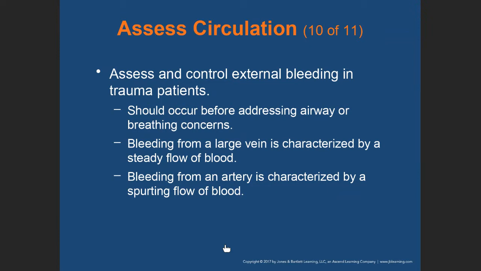To assess and control external bleeding in trauma patients should occur before addressing airway or breathing concerns. So if you see signs of excessive blood loss occurring, that needs to be immediately addressed. Bleeding from a large vein is characterized by a steady flow of blood, and bleeding from an artery is characterized by a spurting flow of blood. So arterial bleeding mimics the contraction of the heart, so it is more difficult to control in the field.